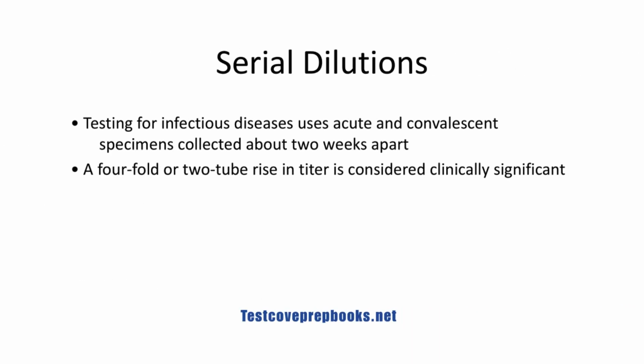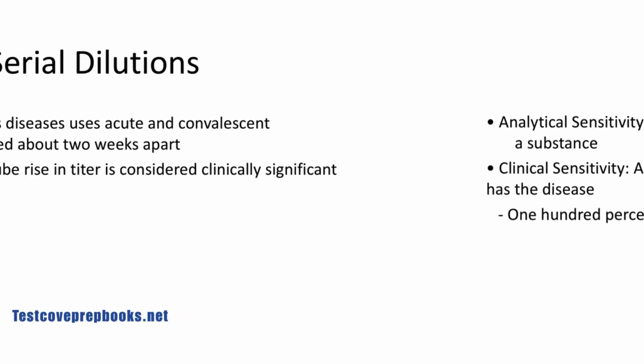Let's talk about serial dilutions and how they relate to evaluating test methodology in the clinical lab. Serial dilutions. When testing for infectious diseases, we often compare two specimens, one collected during the acute stage and another during the convalescent stage, usually about 2 weeks later. To confirm infection, there must be at least a 4-fold rise in titer, or what is also called a 2-tube rise. This significant increase indicates that the patient's immune system has mounted a response to the infection.